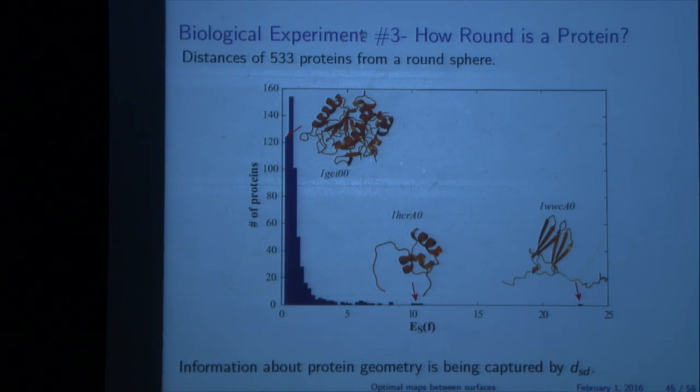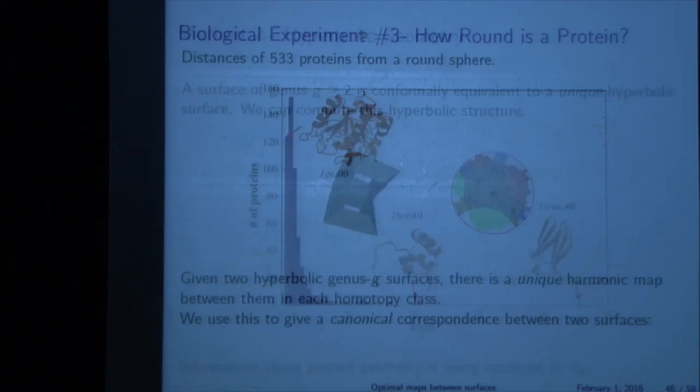So what you'll see here is most proteins, this was a group of 533, most of them cluster in a fairly globular shape. This was the most round, the one that's shown here. And these are the two least round. So you can see this idea is picking up something of the shape of a protein.